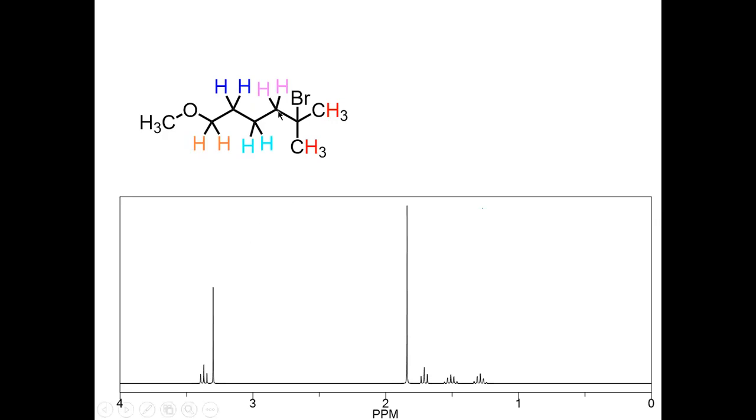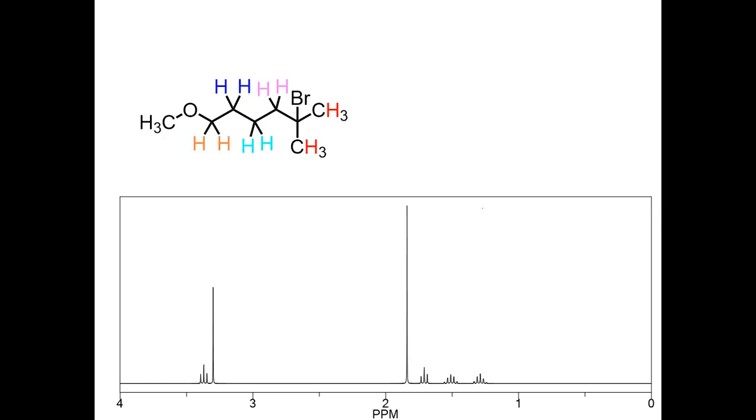And then each one of these, because there's no symmetry, is going to give off a signal. So that should be a total of 1, 2, 3, 4, 5, 6 signals. Let's see if we see that down here. 1, 2, 3, 4, 5, 6. So we got 6 signals in the NMR. Now we just need to figure out which one is which.